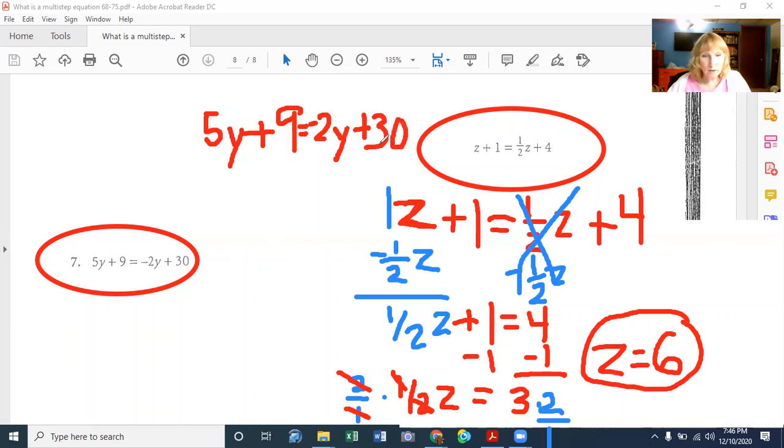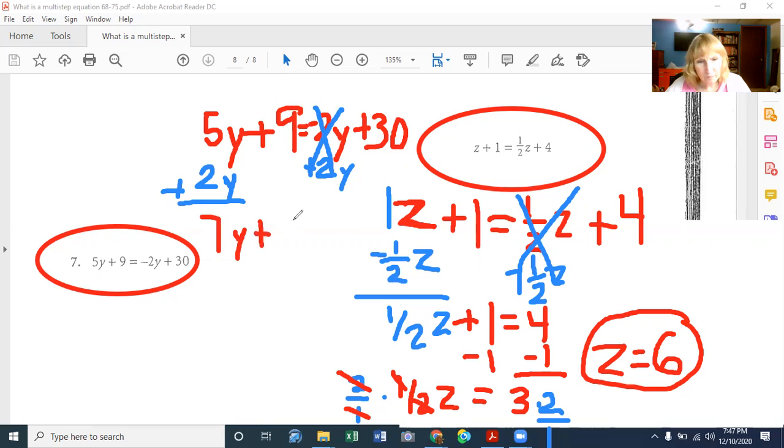Okay, so I want to get my like terms together. So I can either get my constants together, or I can get my y's together first. I'm actually going to get my y's together first. So to do that, I'm going to add 2y, because it's a negative 2y right now. I'm going to add 2y to both sides. These will cross off, because a negative 2y and a positive 2y becomes 0. So 5y plus 2y is going to give me 7y plus 9 equals, what's left on the other side? 30.